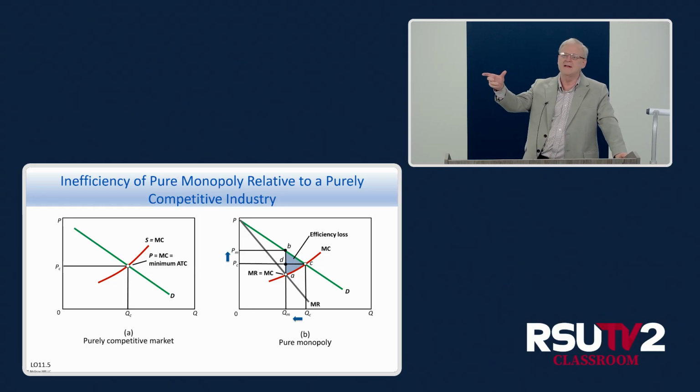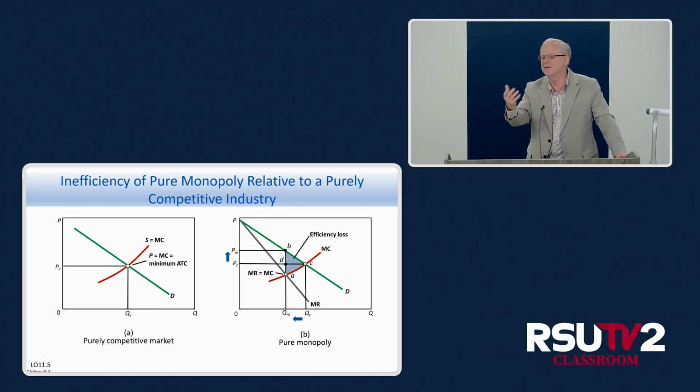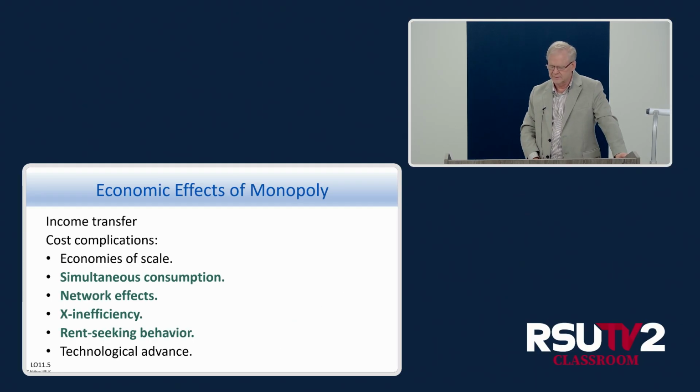But why? Again, there are too few units being produced. Because there are too few units being produced, there are too few resources being devoted to the production of this good. You're allocating too few resources.